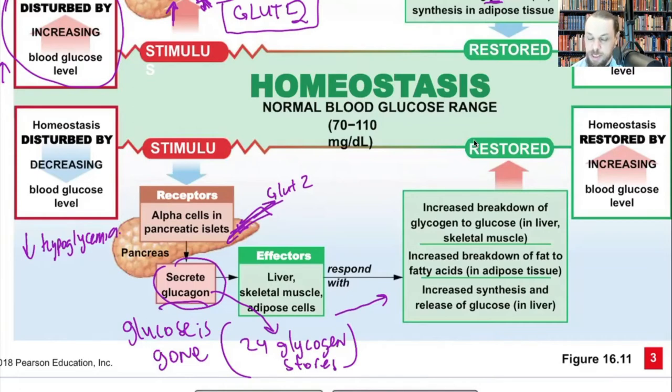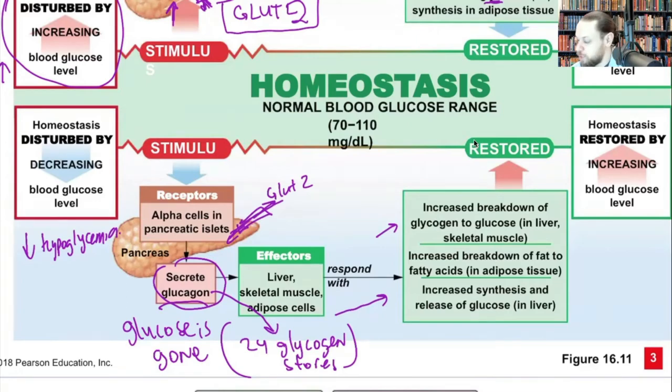So then the body says, we still want to live. So it starts breaking down muscle, skeletal muscle, into amino acids. But by breaking down muscles, you also release lactate, so you have lactic acidosis developing secondary to that.